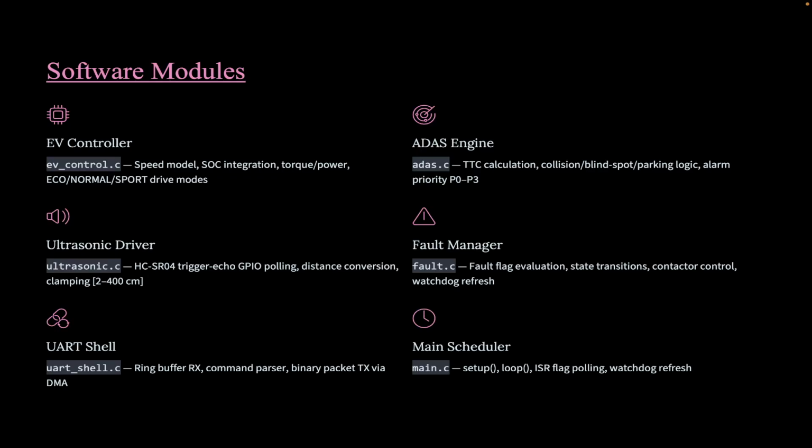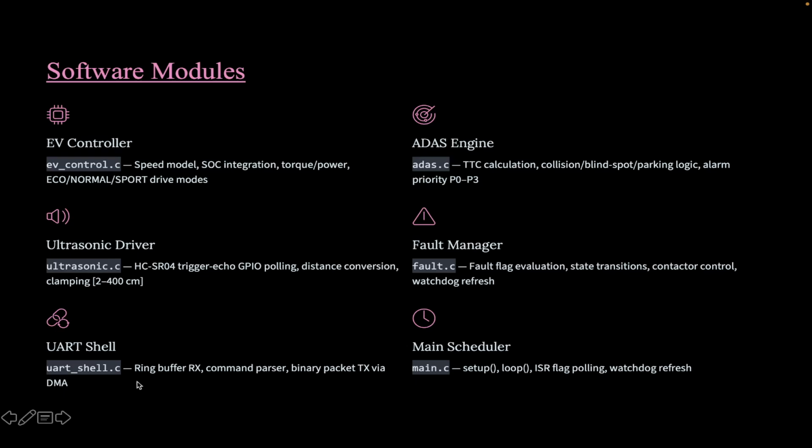Then we have ADAS.c. This is for handling safety. It calculates the time to collision, decides the blind spot and parking alerts. Next is ultrasonic sensor, for distance calculating. In the code, it converts the timing signal into a distance. So that's how it reads if there is an obstacle behind, front, left, or right.